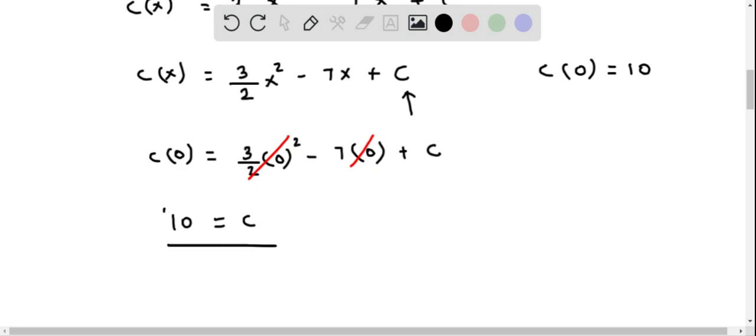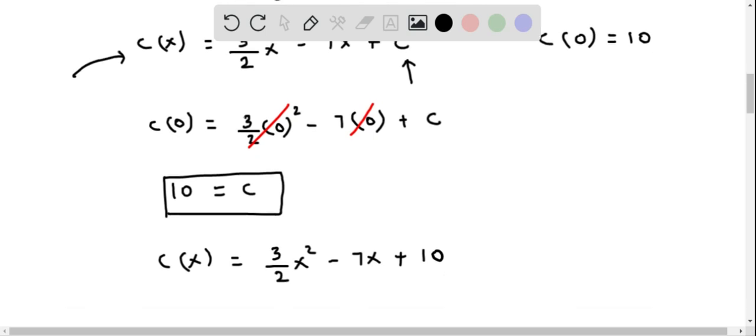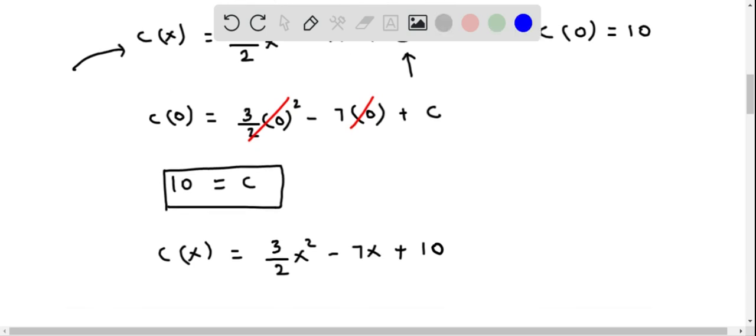That is, we have determined the constant of integral c, and this means we can substitute into the cost function to write down the actual cost function, and this equals 3 by 2 x squared minus 7x plus, replacing c by 10, so we get plus 10. So this one represents the cost function.